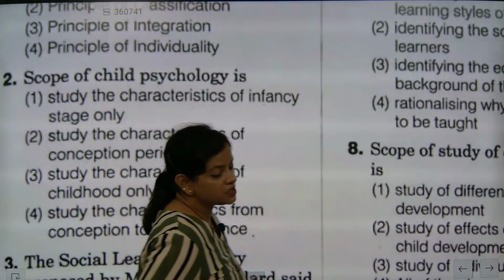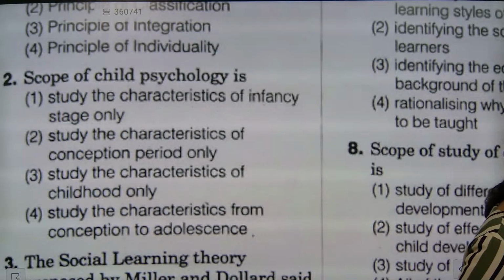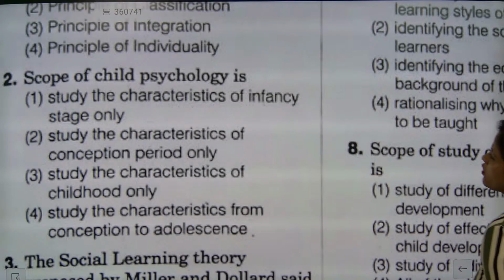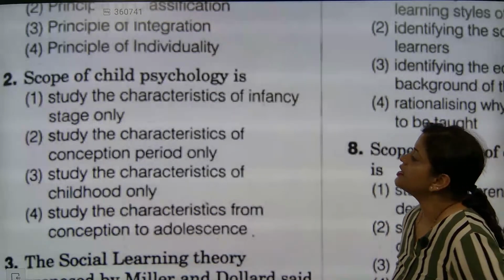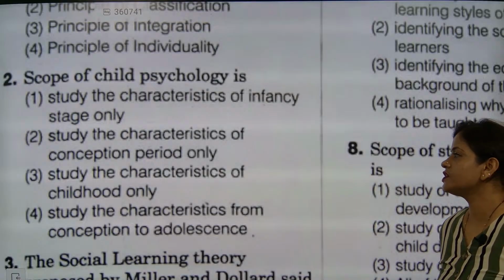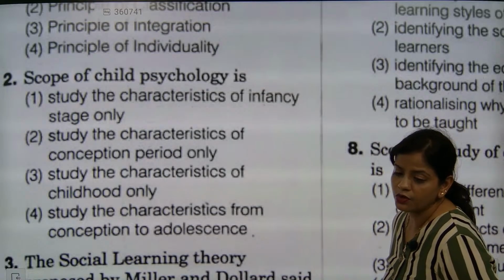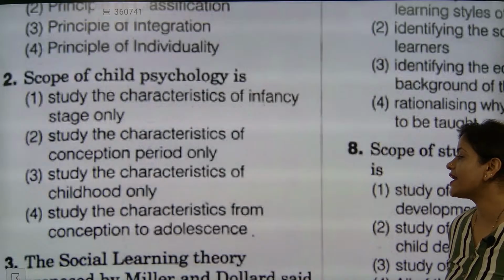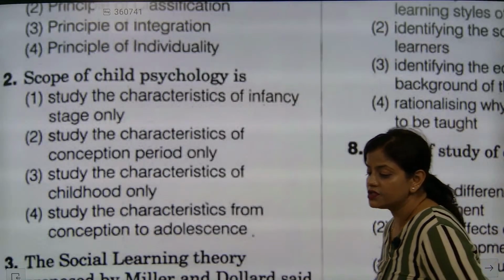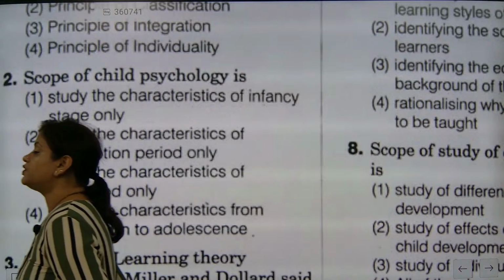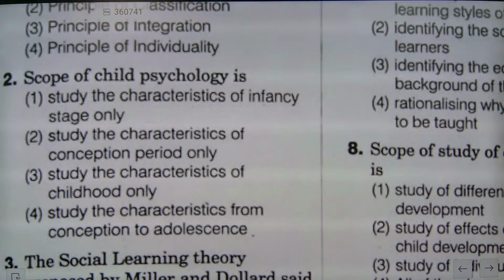Come on, say the answer for the second one. What is exactly the answer for the second one? Scope of child psychology is to study the characteristics of infancy stage only. Okay. Second one is to study the characteristics of conception period only, study the characteristics of childhood only, or study the characteristics from conception to adolescence. This is another stage. So you need to check which one is exactly not.